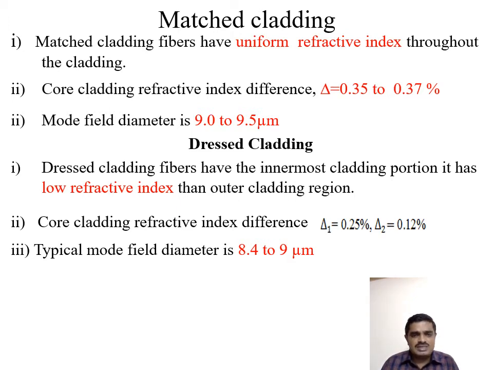Depressed cladding fibers have the innermost cladding with a low refractive index compared to the outermost cladding region. Core refractive index difference value lies between 0.25 and 0.12. Typical mode field diameter value may be 8.4 to 9 micrometer. Next slide, we will look into the pictorial representation of each type.